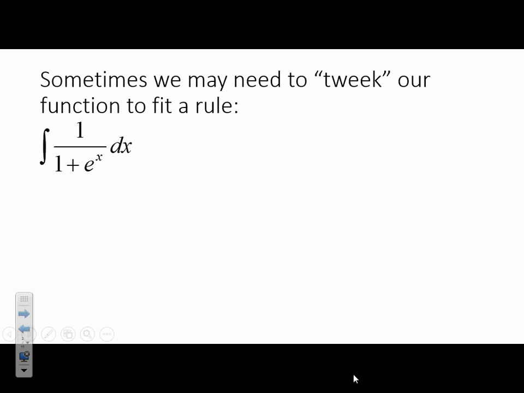Okay, so look at this. The integral of 1 over 1 plus e to the x dx. Right now, can we do anything to this? We have no rules to integrate the function as is.